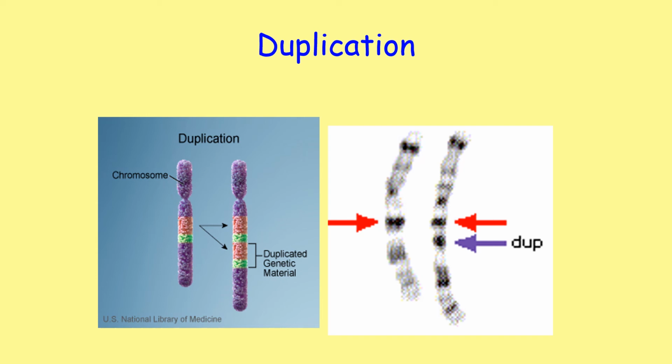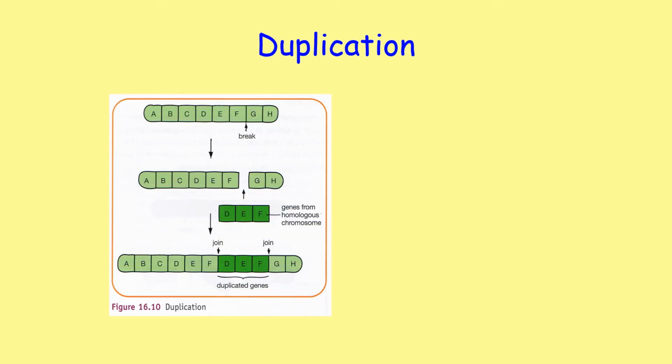This one on the right hand side is quite nice. This is showing you a picture of a chromosome, and you can see that black banding pattern has been duplicated. Again, just showing you our straightforward diagram, you can see there our normal chromosome. What has happened is our section DEF has broken off and joined onto the homologous chromosome. Therefore, those genes D, E and F have been duplicated in one of the chromosomes of the homologous pair.